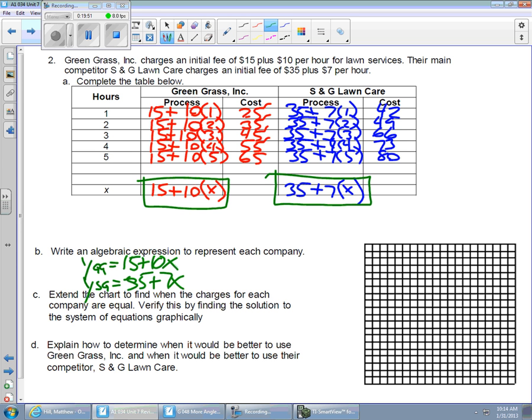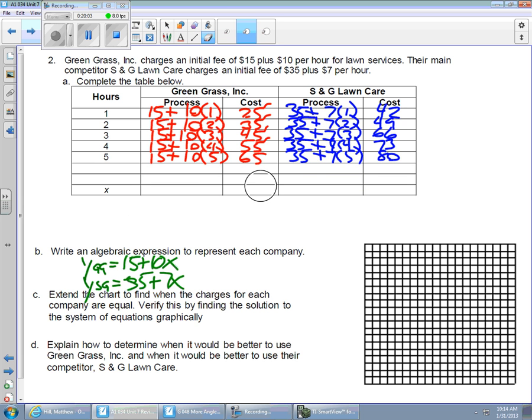Part C says to extend the chart to find when the charges for each of the companies are equal. Verify it by finding the solution graphically. Well, let's take a look. I'm going to go ahead and extend this chart down a little further and let's see what we find. What's going to be the next entry coming down cost for green grass? 75, 85, 95. I am saying one thing and writing something totally different.